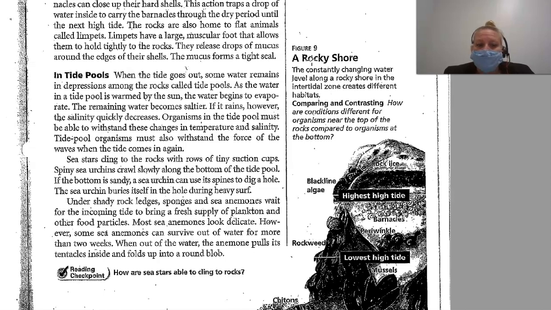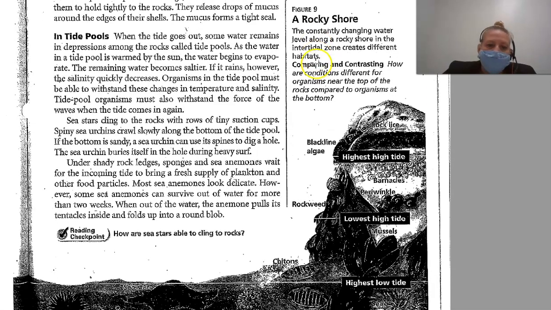Sea stars cling to the rocks with rows of tiny suction cups. Spiny sea urchins crawl slowly along the bottom of the tide pool. If the bottom is sandy, a sea urchin can use its spines to dig a hole. The sea urchin buries itself in the hole during heavy surf.